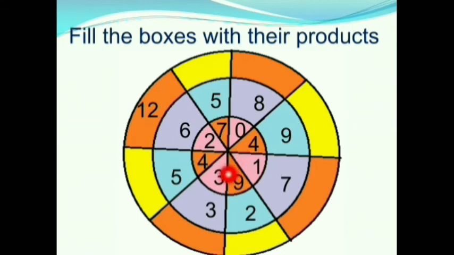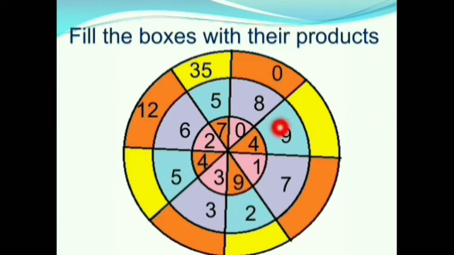Here we should multiply the numbers in the first circle and the second circle. In the first part we have 7 in the inner circle and 5 in the second circle. So we will multiply 7 into 5 is equals to 35. In the next one we have 0 and 8. 0 into 8 is equals to 0 only. Because if any number is multiplied by 0, the product is 0.